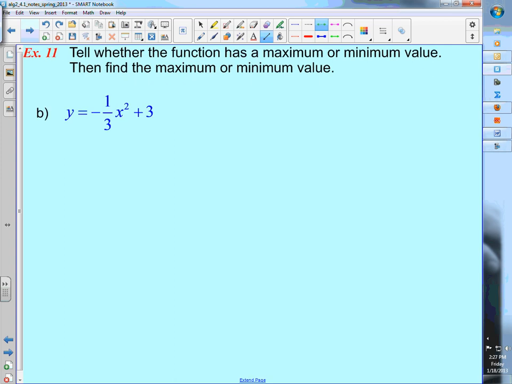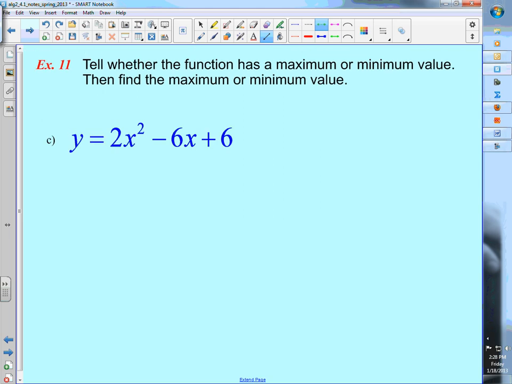Does the function have a maximum or minimum? It has a maximum. Can anyone tell me what it is? Excellent. It's 3. Remember, when there's no bx term, your vertex is 0, C. 0, 3. So this has a maximum value of 3, and we're looking at a horseshoe down.